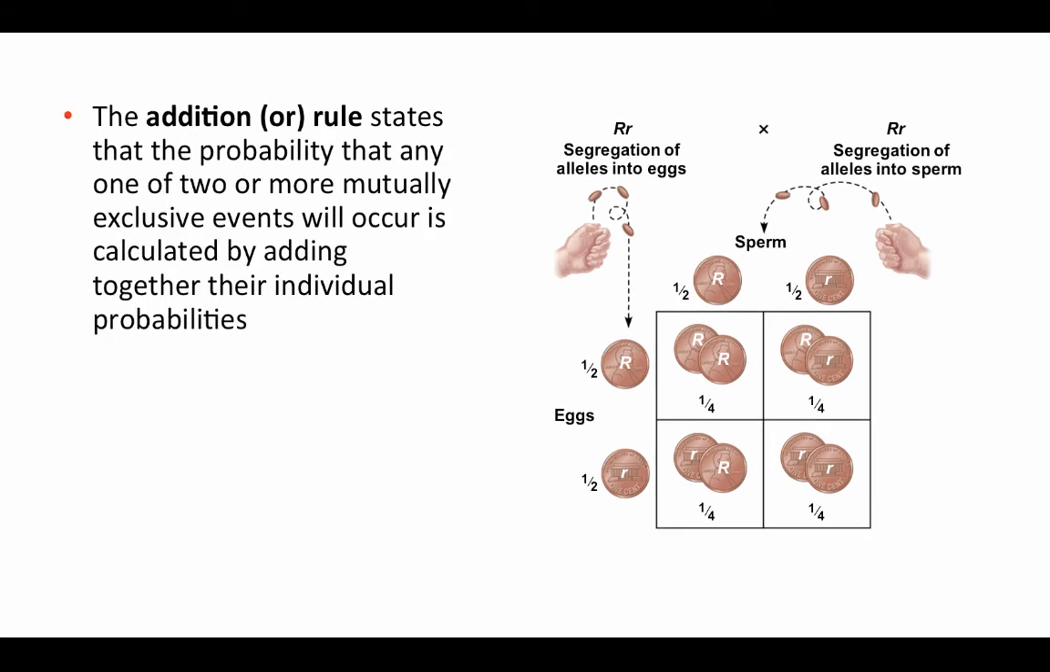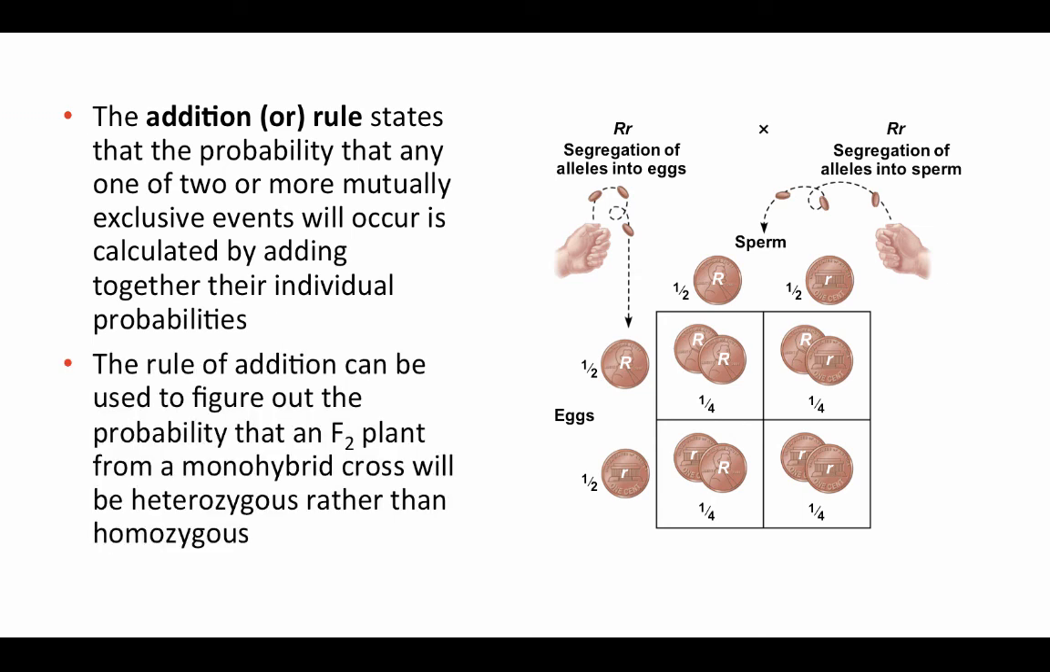So now let's look at the addition rule, and I like to think of this as the "or" rule. So this is the probability of this or that happening. So if there are multiple ways to get a particular outcome, what's the probability of getting this or that? So the addition rule states that the probability that any one of two or more mutually exclusive events will occur is calculated by adding together their individual probabilities. So the rule of addition can be used to figure out the probability that an F2 plant from a monohybrid cross will be heterozygous rather than homozygous. So let's take a look at how this works.